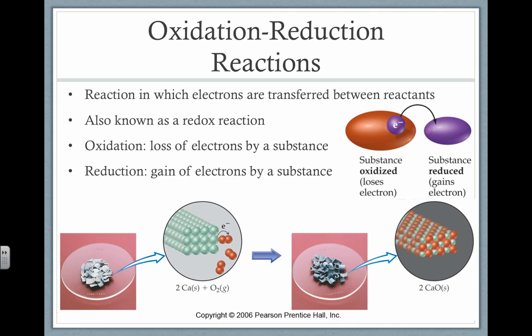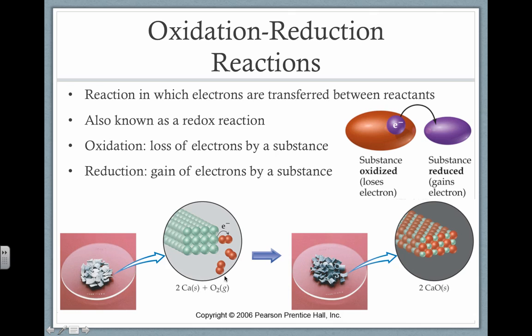Oxidation reduction reactions, which are also sometimes referred to as redox reactions, are basically chemical reactions where electrons are transferred between reactants. The substance that loses electrons gets oxidized, and the substance that gains electrons gets reduced. This is kind of shown in these figures on the right and also on the bottom.